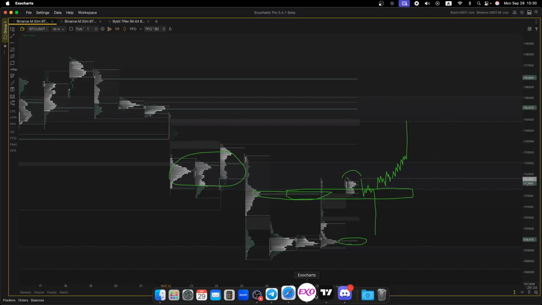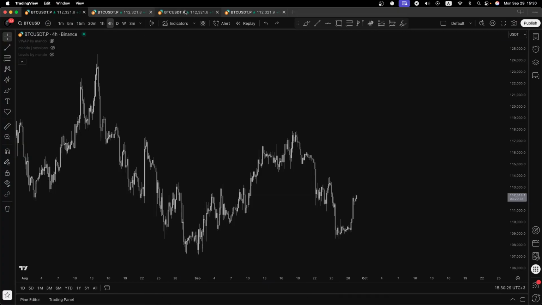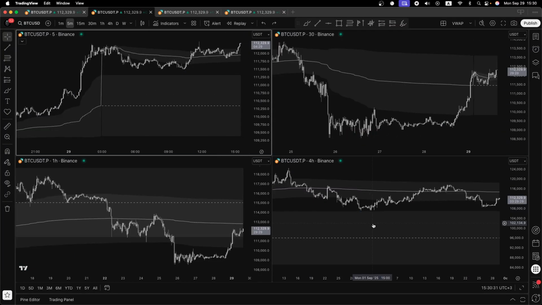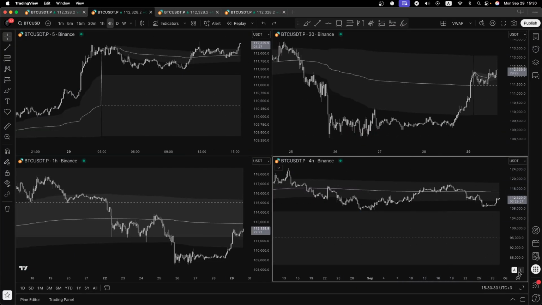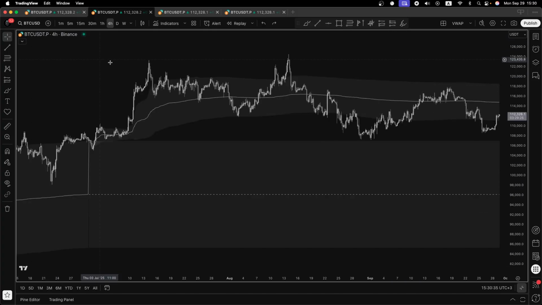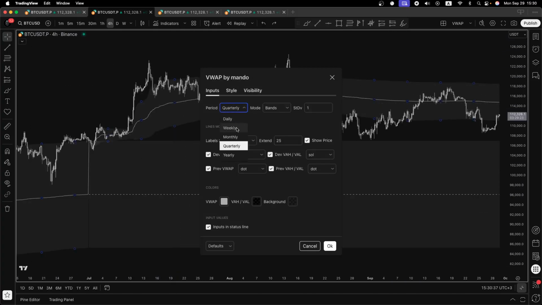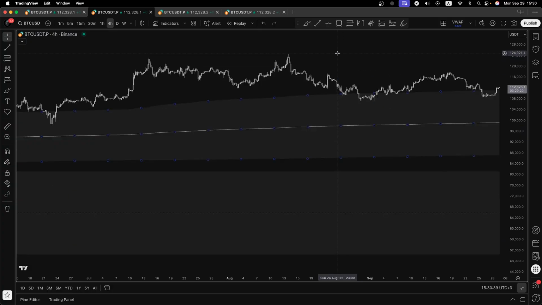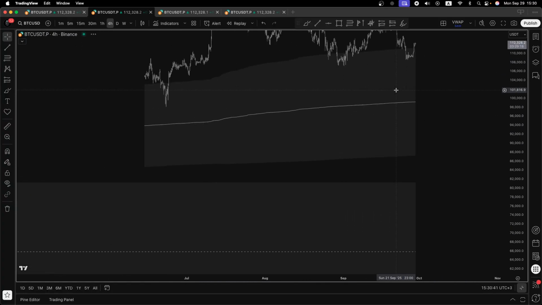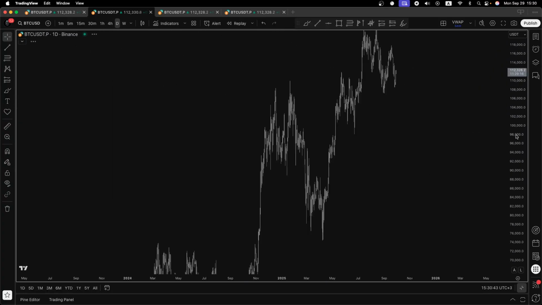Now we're done with market profile. Let's go back to VWAPs. Starting off with the yearly VWAP. This is a quarterly. Let me bring up yearly. So the yearly VWAP.